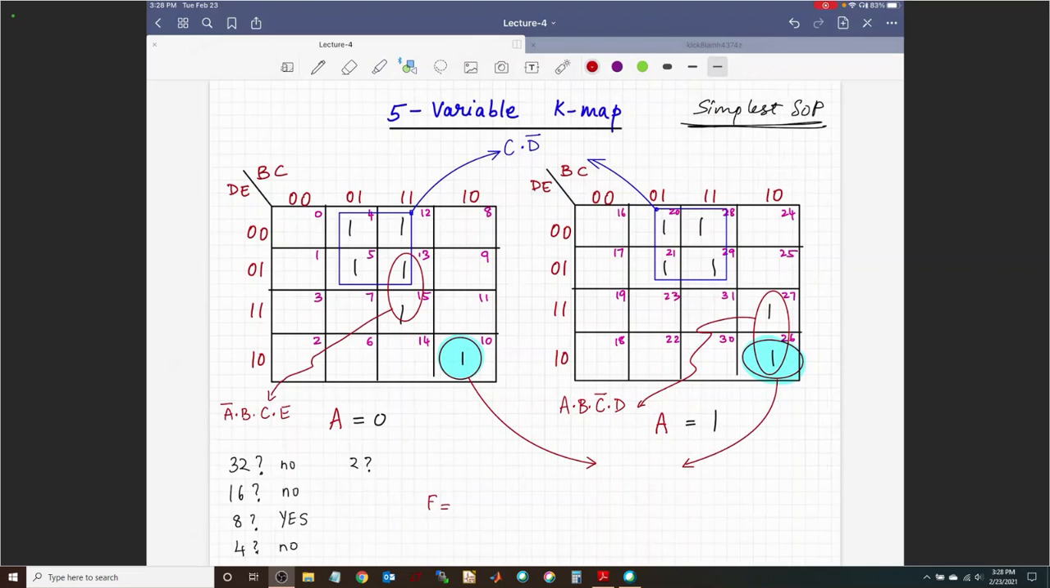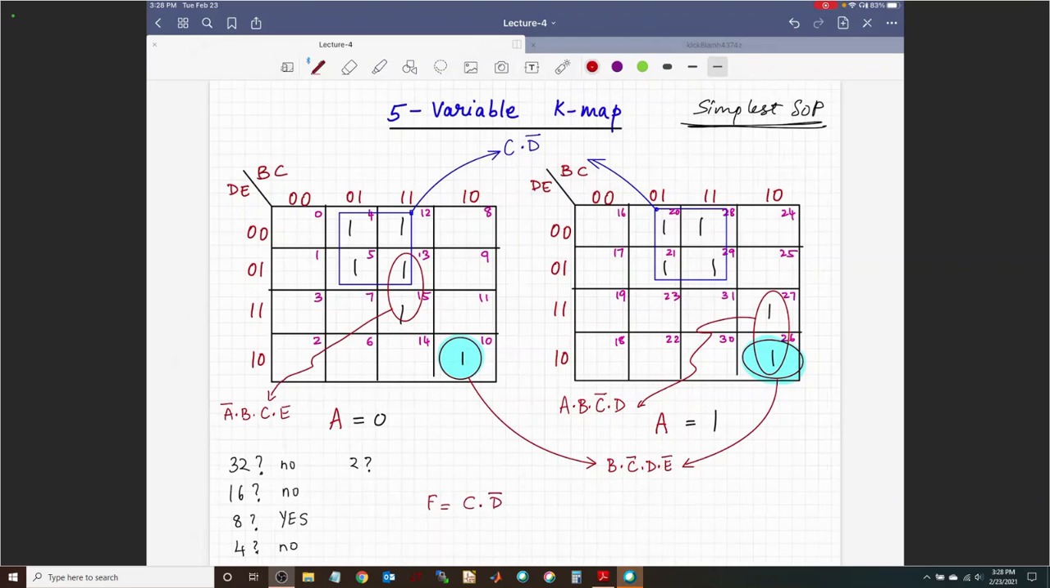And A was changing, gets eliminated. What is B? B is a 1. C is a 0. D is a 1. E is a 0. Done. So that's going to be my F. F is, the simplest F is SOP.